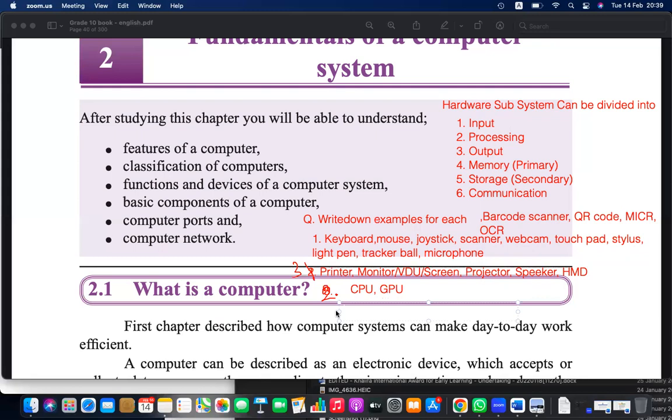4, memory devices. What are the primary storages? Static random access memory, dynamic random access memory. Static random access memory means you can say cache memory and registers. Then dynamic random access memory, you know that DDR, normal RAM, and then ROM also coming under that.